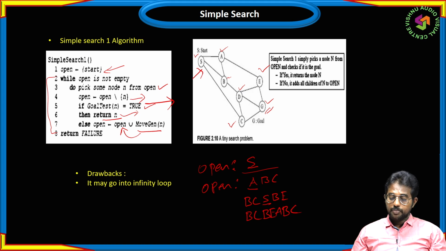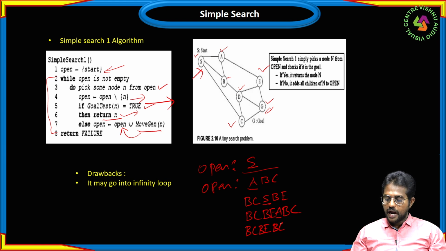Again, if I again picked up A, so what happens? A is not a goal node. So we will add the adjacent vertices of A. The adjacent vertices of A are S, B, E. So these will be added.